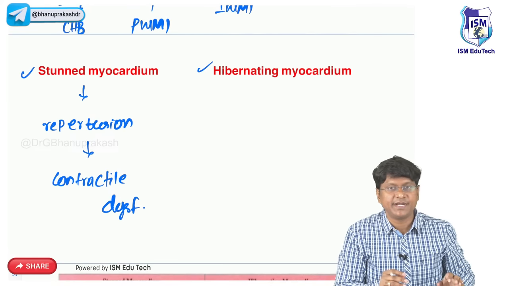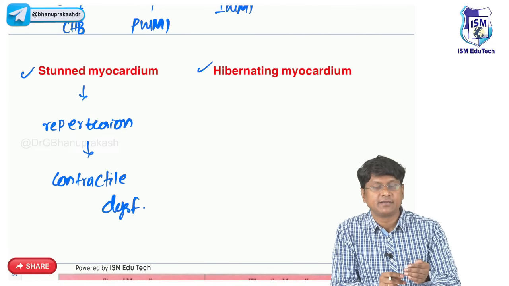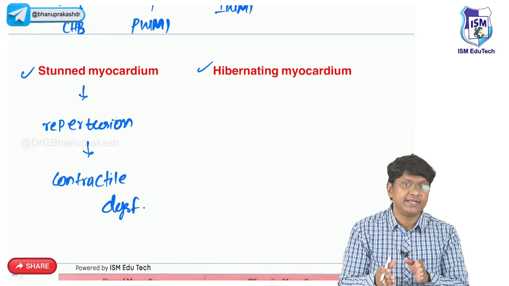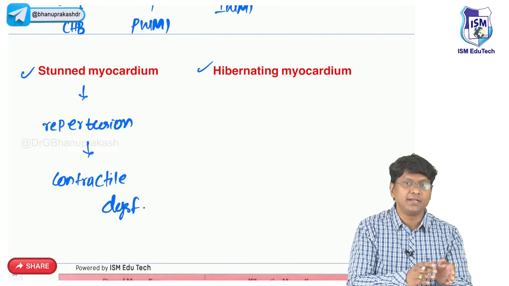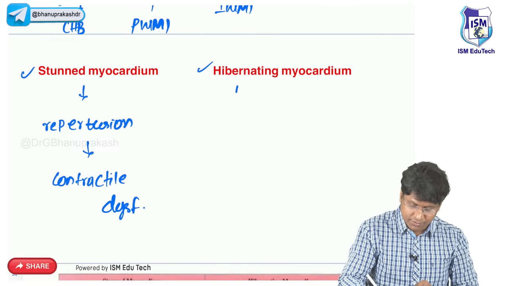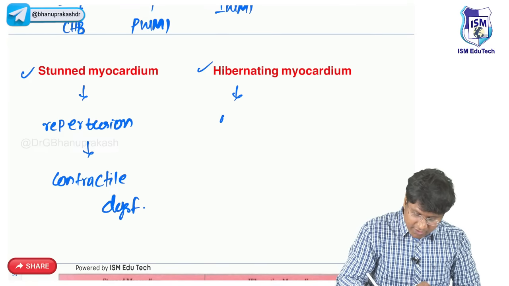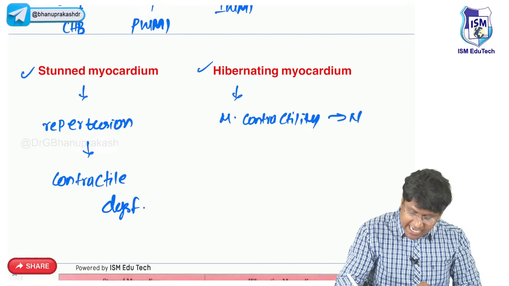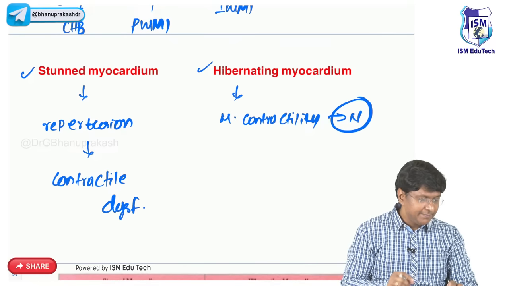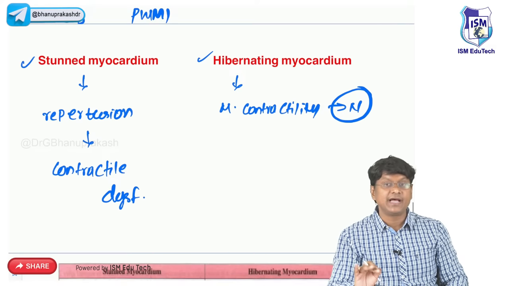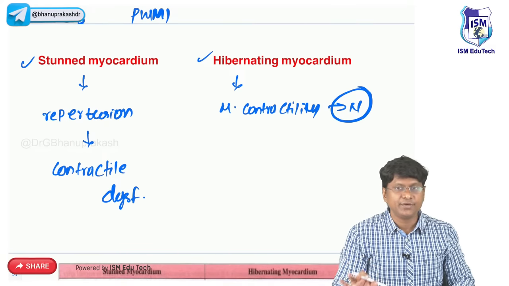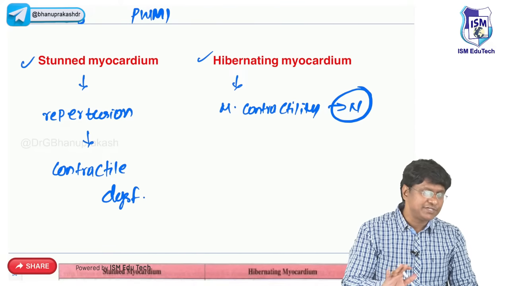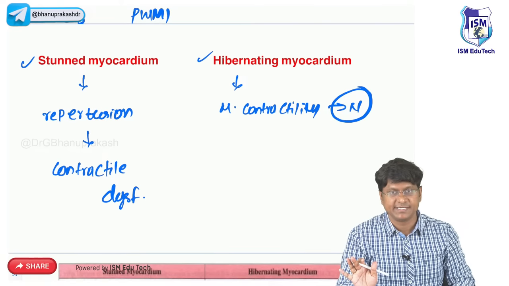What is hibernating myocardium? Hibernating myocardium is where the myocardial contractility will return back to normal after reperfusion. So the myocardial contractility will return back to normal after the myocardial reperfusion. That will be your hibernating myocardium. So you can differentiate these two by your imaging studies, right?